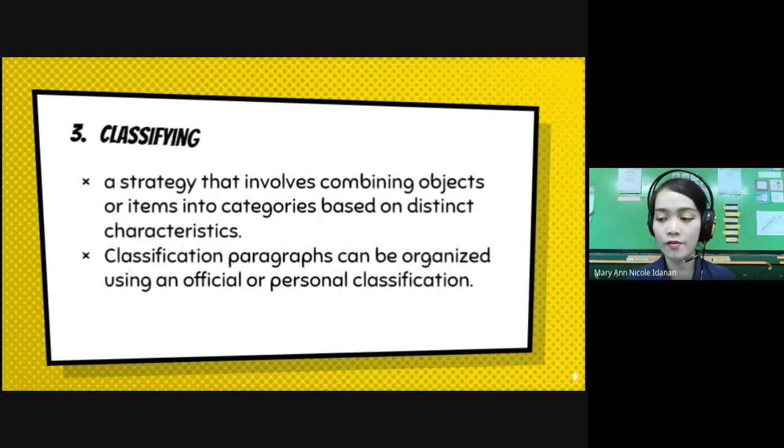So for example, if you are a STEM student and you are going to write about the kingdom Animalia, you're going to classify the vertebrates and the invertebrates. Under the vertebrates, we have the mammals, birds, fish, reptiles, and amphibians, and then under the invertebrates, we also have whatever types of animals they may have. Okay, so when we say classifying, you are just combining things based on their distinct categories. Okay, so that's classifying.